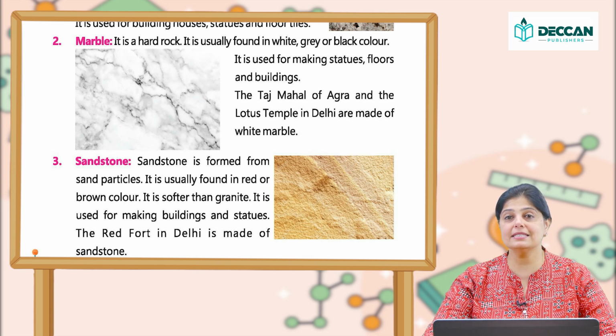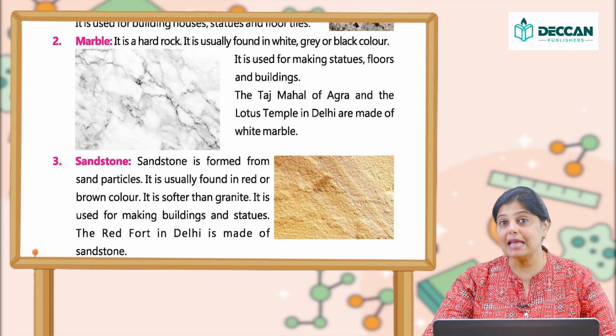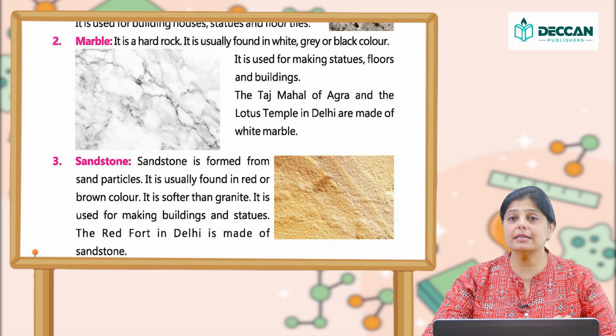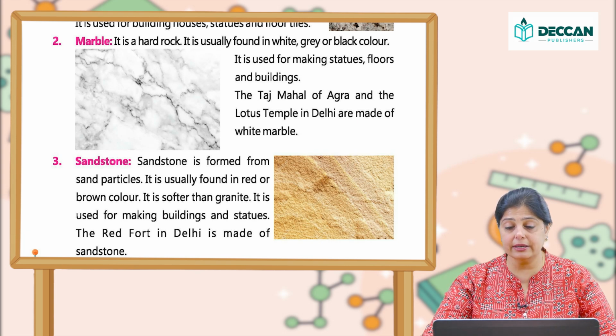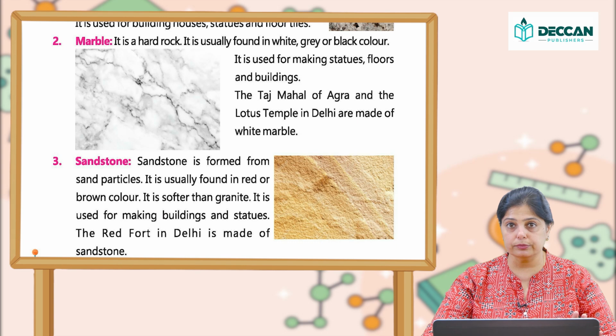Next is sandstone. Sandstone is formed from sand particles. It is usually red or brown in color because it takes the color of the sand. It is softer than granite. It is used for making buildings and statues. The Red Fort of Delhi is made using sandstone, and hence the color red.